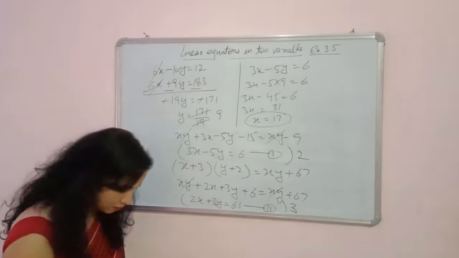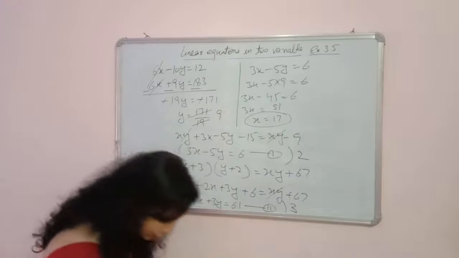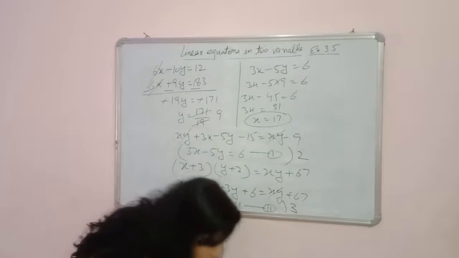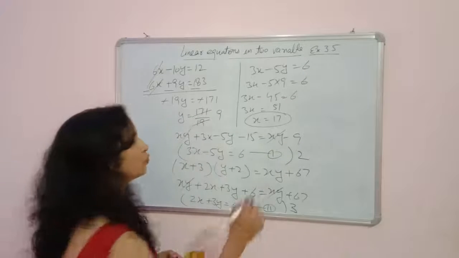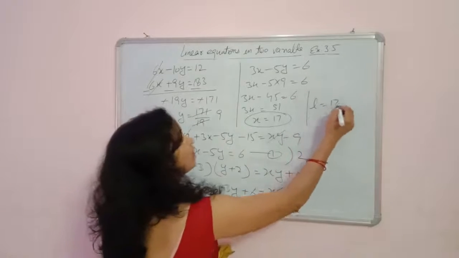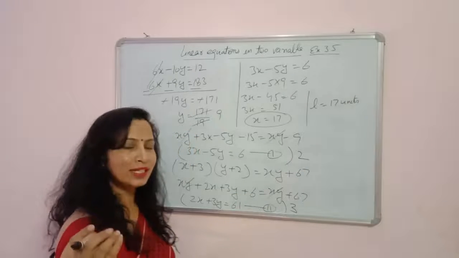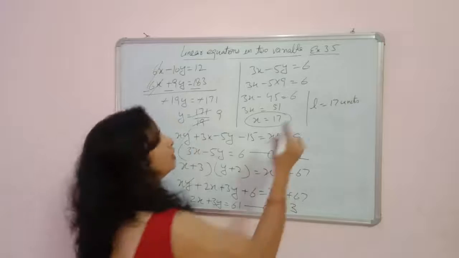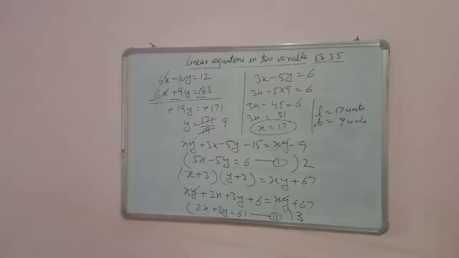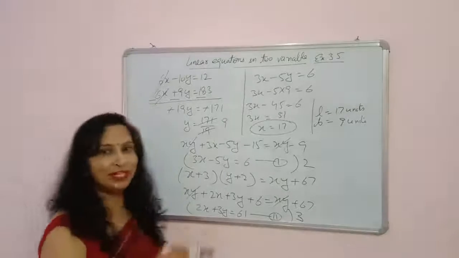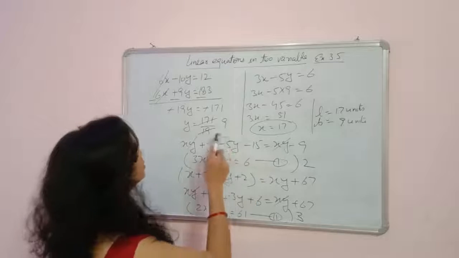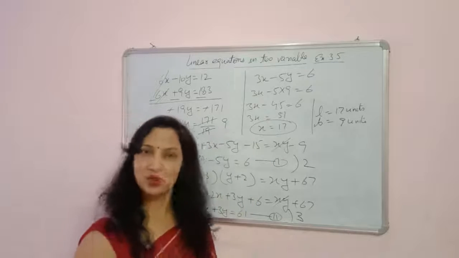It means the length is 17. There is no unit given for the value, so you will write the length is equal to 17 units, because it is not given whether it is meter, kilometer or whatever. So we will write it as 17. And the breadth is how much? It is 9 units. So these are the answers.